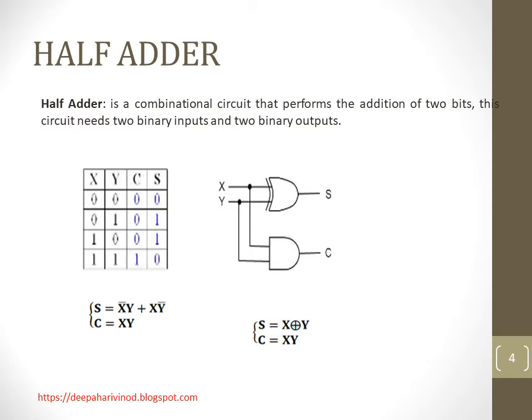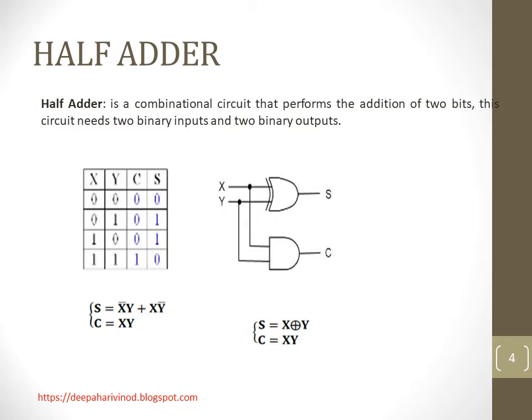Now coming to the combinational circuits. The basic combinational circuit we can talk about is the half adder. What is the difference between combinational and sequential? Combinational circuits depend upon the present input only. That is, the output depends upon the input given at this moment; depending upon that input, the output will be obtained.